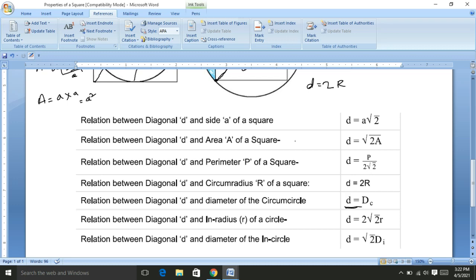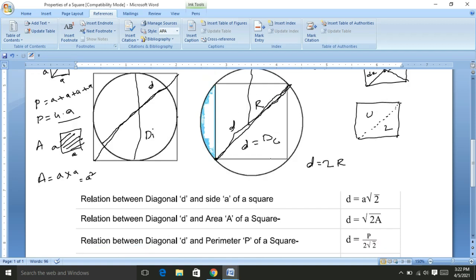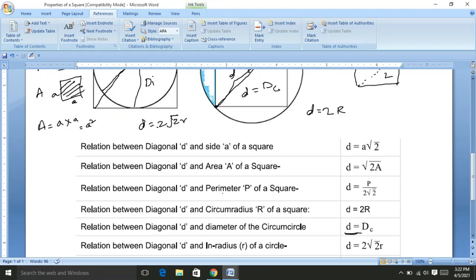In the same way, the radius of the incircle is equal to 2 into root 2 r. When we know the radius of the incircle, suppose let us consider this is the midpoint, then the radius r of the incircle equal to d by 2 root 2 r actually. So the r is outside of the root, 2 root 2 r.